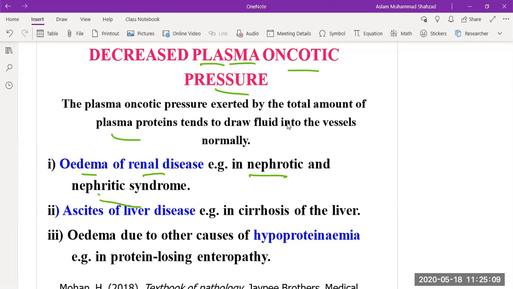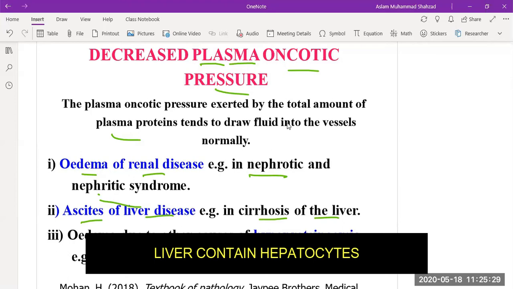The other disease explained in this case is ascites of liver disease, such as cirrhosis of the liver, which could occur because the person drinks too much alcohol, or because of drug-induced cirrhosis, or because of hepatitis or any infection. The liver contains hepatocytes, and in this case there will be a decrease of the albumin level.